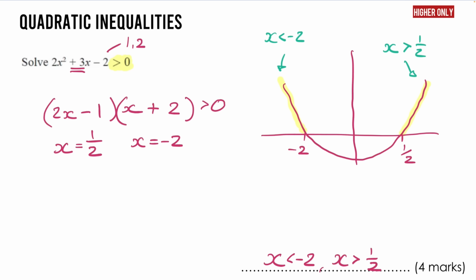If we were looking, and we're not here, but if we were looking at below the curve, we'd just write that as a joint inequality. X is between negative 2 and a half, obviously keeping that smaller number on the left, the larger number on the right. But there we go, that is solving a quadratic inequality.